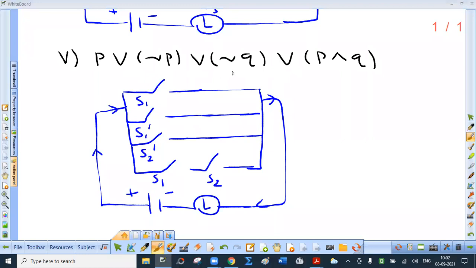or not P or not Q or P and Q, basically parallel, a combination of P, not P. So S1, S1 dash, not Q means S2 dash, and last one is series combination of two switches S1, S2.